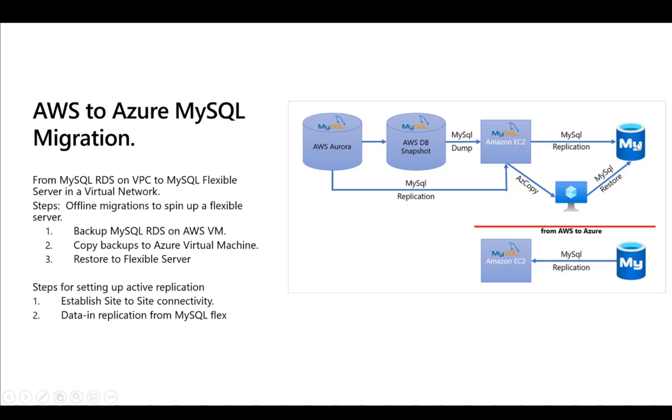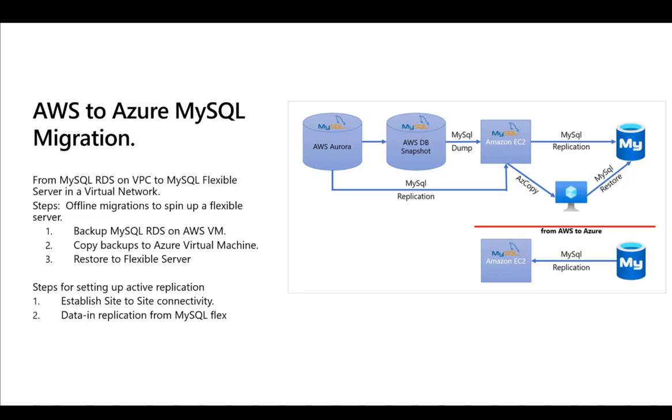Once we had the initial seeding in place, we set up the replication between EC2 and Azure Database for MySQL. In this case, the customer also had the requirement to do a rollback in case something didn't work out after the cutover to Azure. To support the rollback strategy, we set up reverse replication during the migration from Azure Database for MySQL to the AWS EC2 machine.